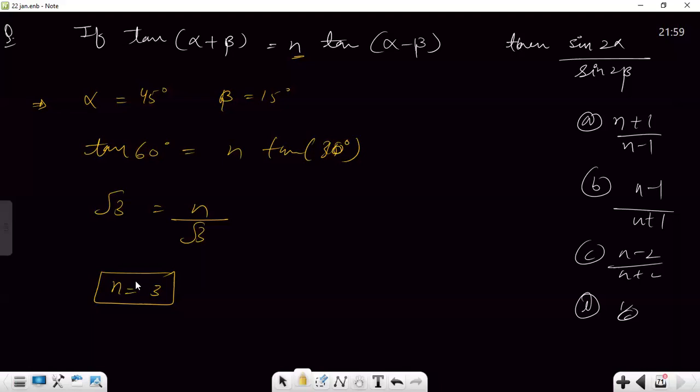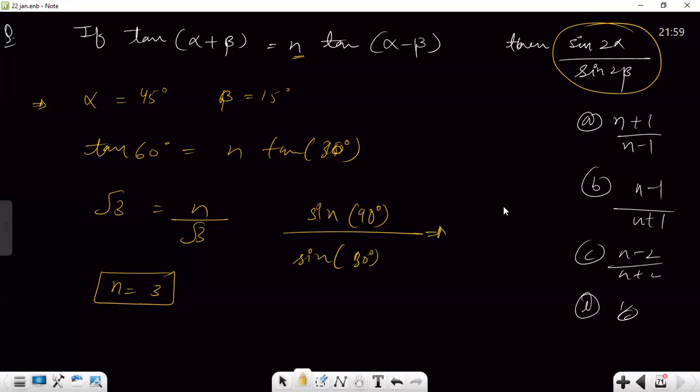What we need to find out is sine of 2 alpha upon sine of 2 beta. Sine of 2 alpha is sine of 2 into 45 degrees, that is 90 degrees. Sine of 2 beta is sine of 2 into 15 degrees, which is 30 degrees. Sine of 90 is 1, sine of 30 is 1 by 2. The answer comes out as 2. But in the options, the answer is given in terms of n plus 1, n minus 1. We know the value of n.